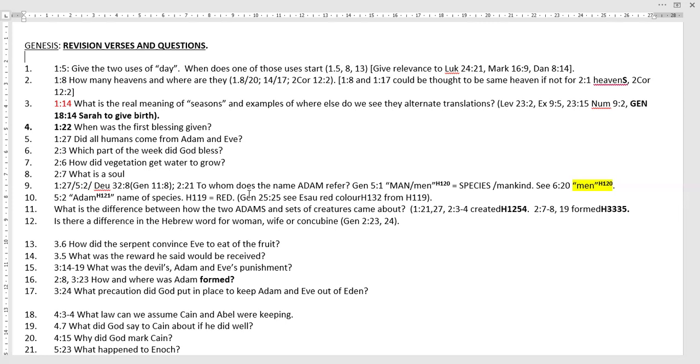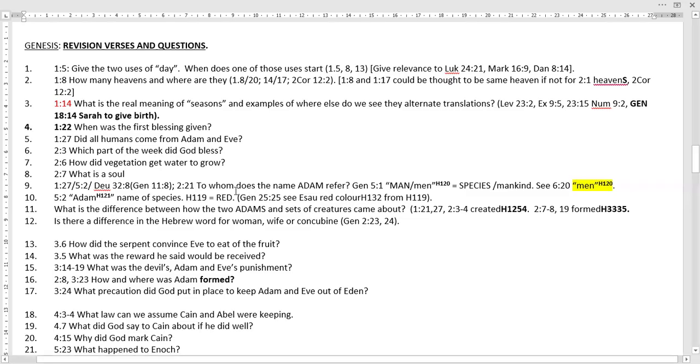Question 7. How did the vegetation get water to grow? The answer is in Genesis chapter 2, verse 6, where it says, "But there went up a mist from the earth and watered the whole face of the ground."